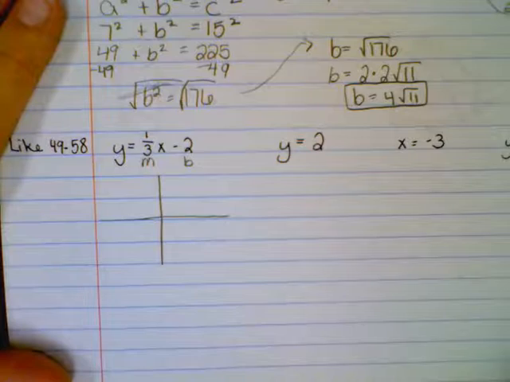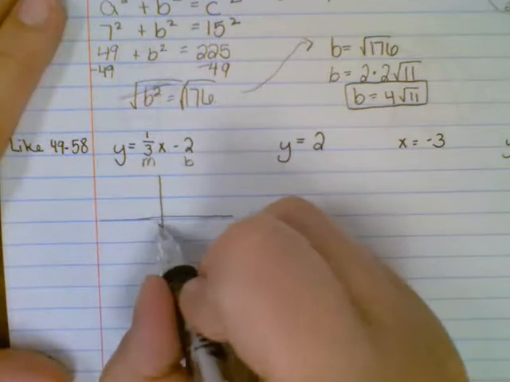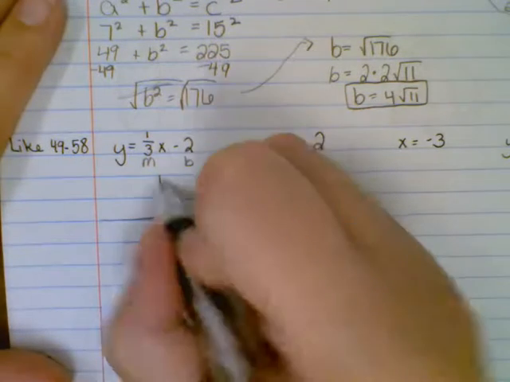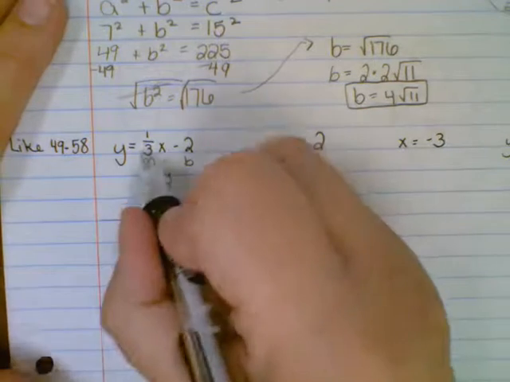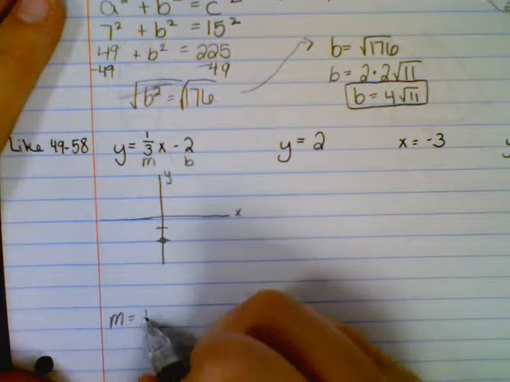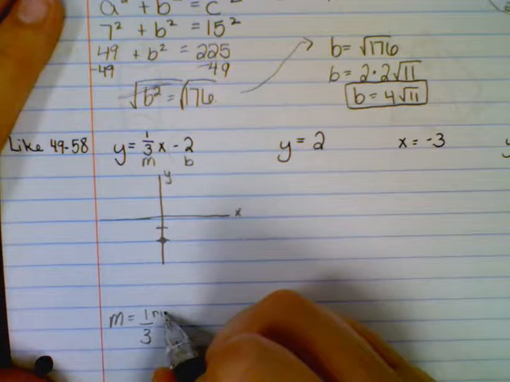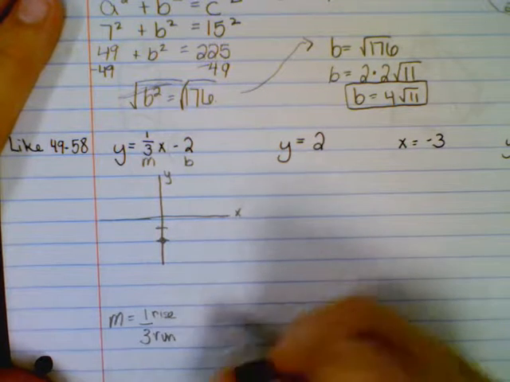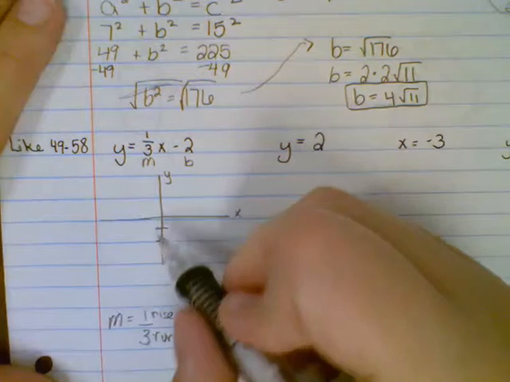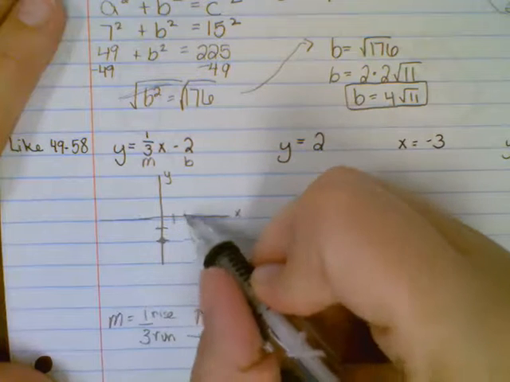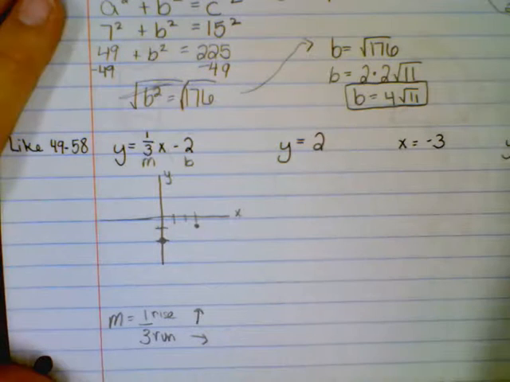So remember, we always start with our y-intercept, or b, and we put that on the y-axis. This is y and this is x. So we'll put a point there, and then we'll do our slope. So remember, if our slope is 1/3, we have rise and run. So we're going to go up 1, and we always run to the right. So I'm going to go up 1 and run 1, 2, 3.